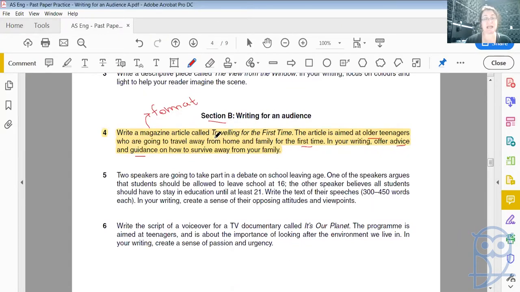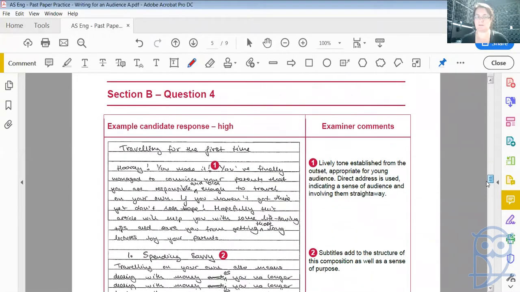Always pay attention to the heading, Traveling for the First Time. What would people need to know, especially teenagers, if they were going to travel for the first time? And how would you aim it at older teenagers? Would you phrase things in a certain way? Be aware that it would be their first time going away from home, so they might be a bit nervous, and your job as a writer would be to offer advice and guidance on how to survive. Okay, so let's see what today's candidate managed to produce here.